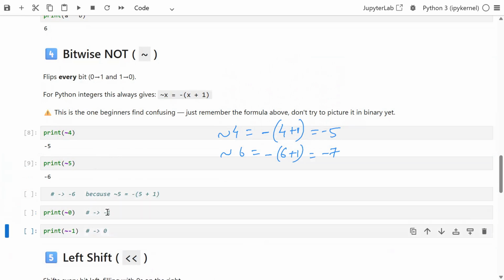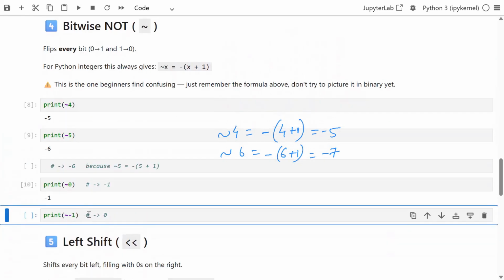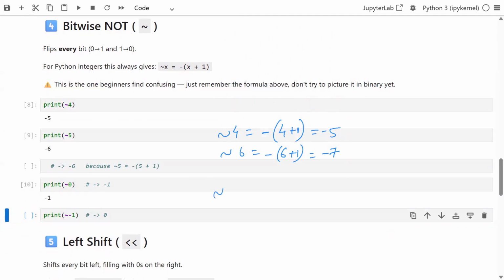Not of 0 is minus 1. Not of minus 1 means first of all you have to add 1, then apply minus. So minus 1 plus 1 is 0, so minus 0 means 0 only. So that's why you are getting 0.